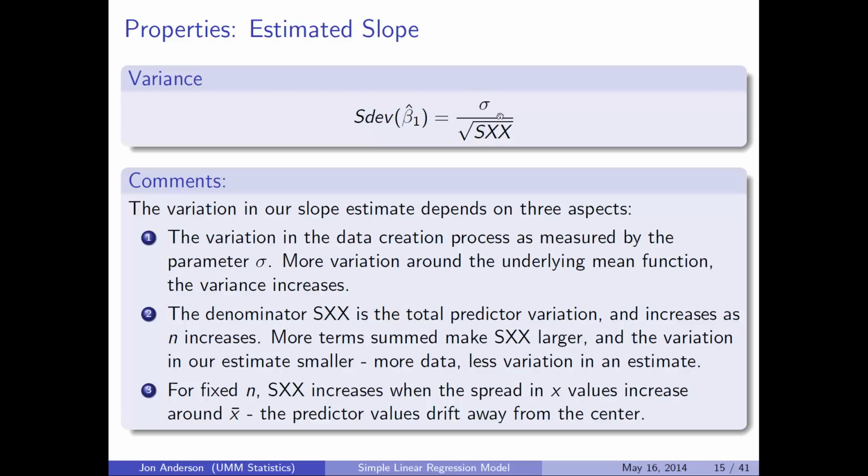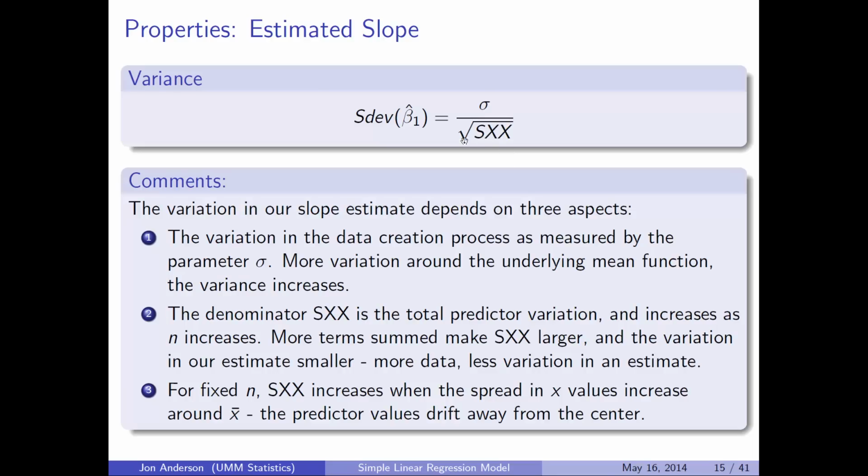One of the things that's involved is the variation in the data creation system. How far do points drift above and below the real underlying mean function? When that variation in the system is bigger, the variation in our slope estimates is bigger. That makes sense.